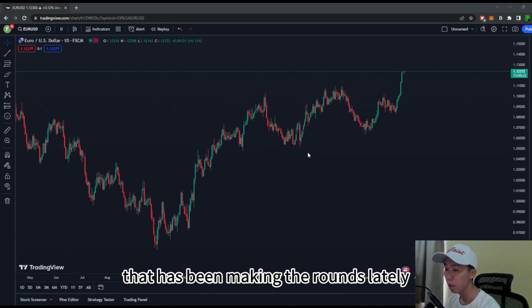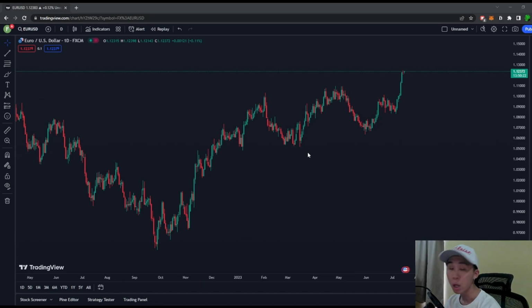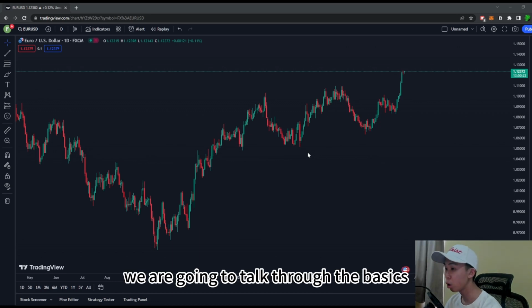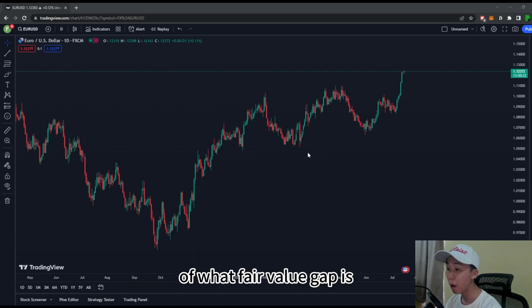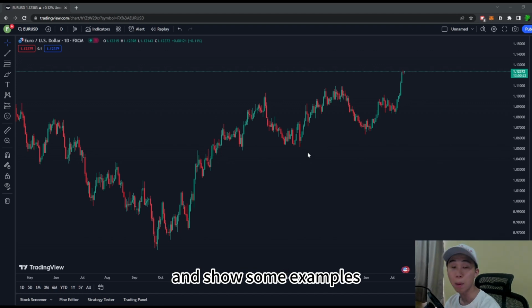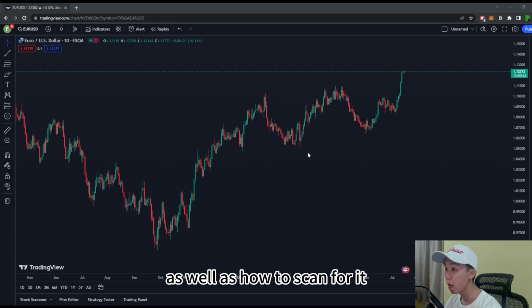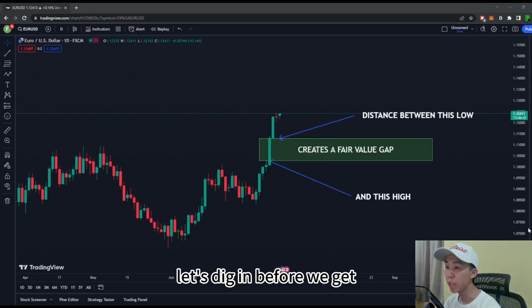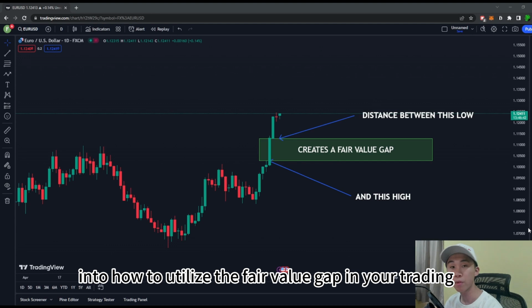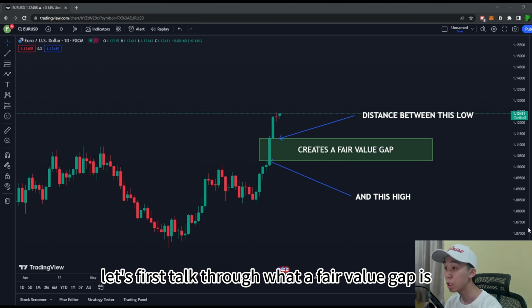If you are a price action trader, you might be familiar with a concept that has been making the rounds lately called the fair value gap. In this video, we are going to talk through the basics of what a fair value gap is and show some examples of how to think about using it in your trading as well as how to scan for it. Let's dig in. Before we get into how to utilize the fair value gap in your trading, let's first talk through what a fair value gap is.